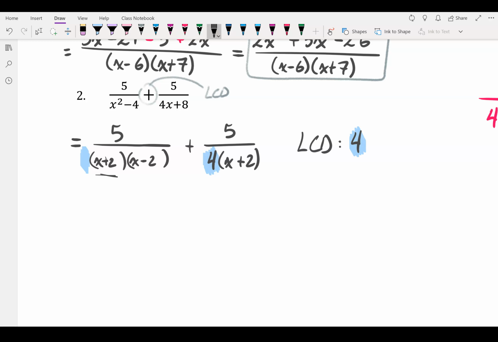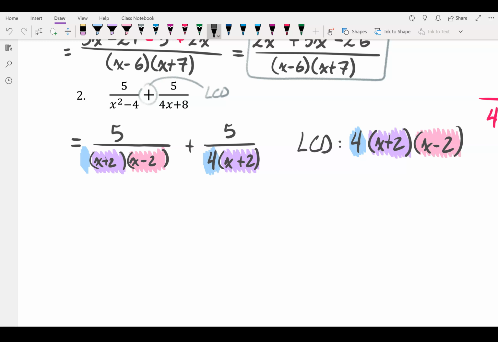I see x plus 2. I see x minus 2. Let's go one by one. X plus 2, I see a group of 1 here. I see a group of it once here. So x plus 2 is part of my common denominator, and I only write it once. The last missing piece of the puzzle, x minus 2, that's going to go down as part of my common denominator as well. So this is my LCD.